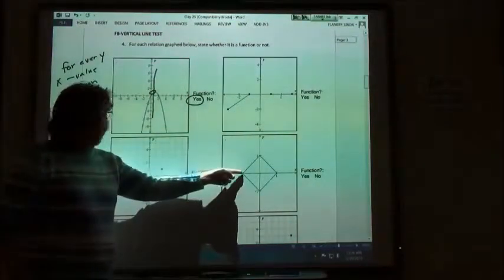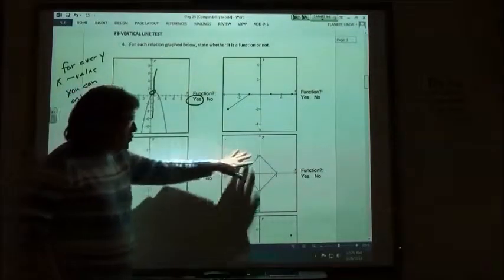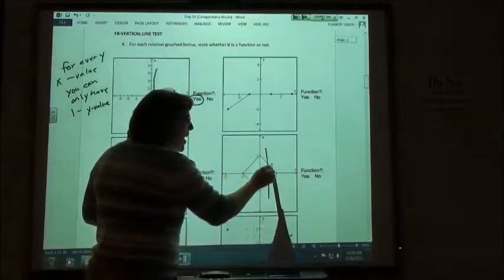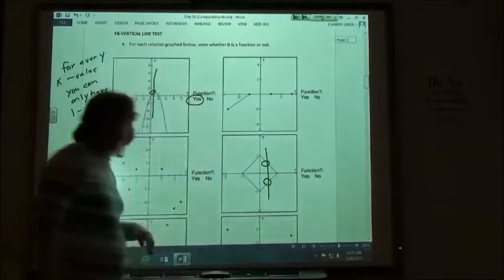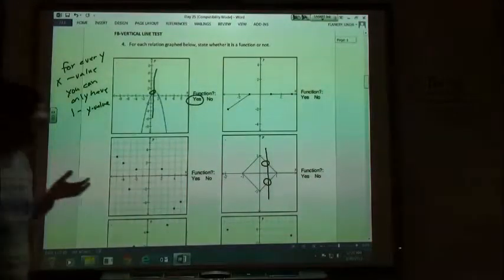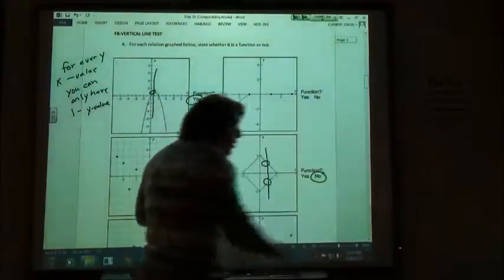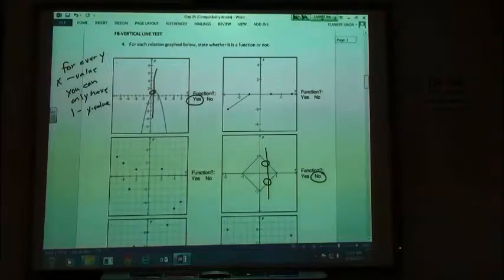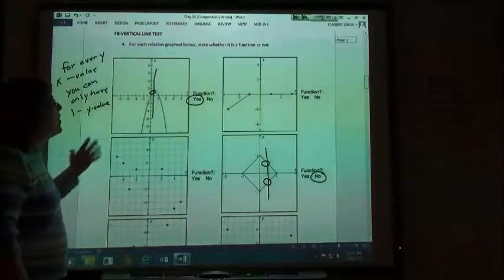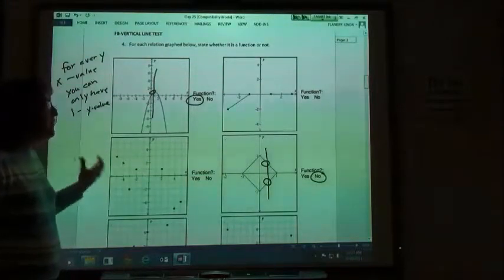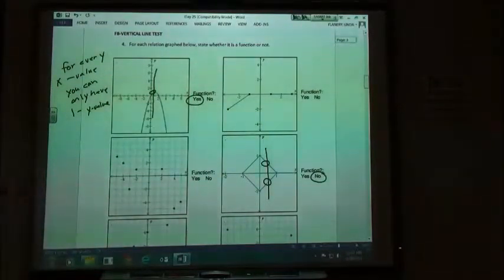I'm going to jump over to this one. Now if I drew my line here, and I could draw it anywhere in my graph, and I drew my line right there, it touches my graph in two different places. Since it has two different values, then that is not going to be a function. It'd be like having two different lines coming from that value. So what you want to think about is, is there anywhere on the graph that I can draw a line that touches more than once? If it touches more than once, then no, it's not a function.